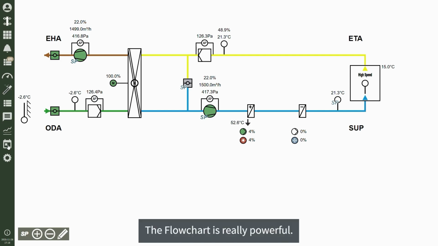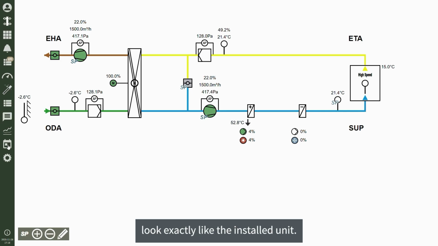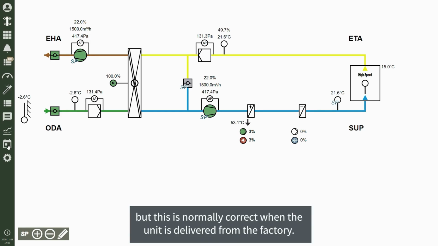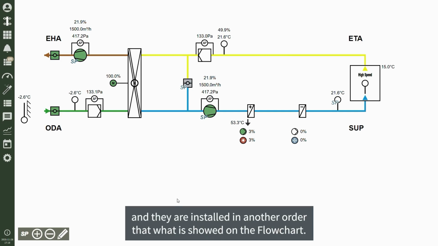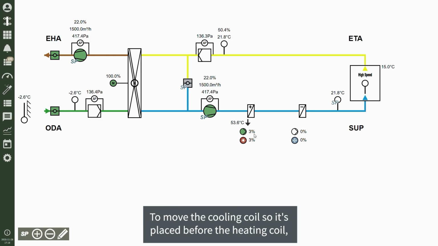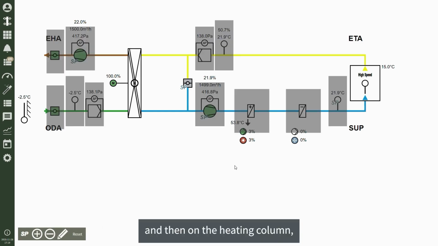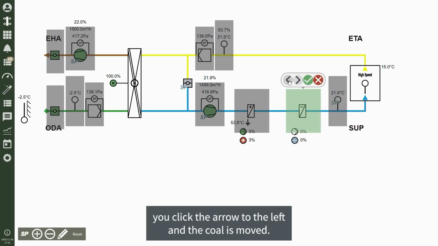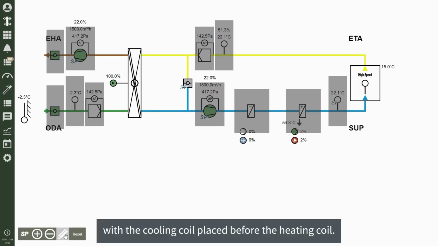The flowchart is really powerful. It is possible to reconfigure it to make it look exactly like the installed unit. It's possible to flip right, left, up, down, but this is normally correct when the unit is delivered from the factory. What could happen on site is that you have delivered two duct coils and they are installed in another order there and shown on the flowchart. And to move the cooling coil so it's placed before the heating coil, you simply click on the pencil, and then on the heating coil you click the arrow to the left and the coil is moved, and then you click the green circle with the tick, and the flowchart is saved with the cooling coil placed before the heating coil.